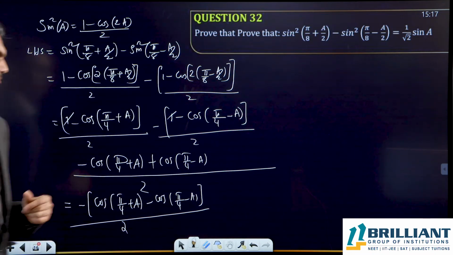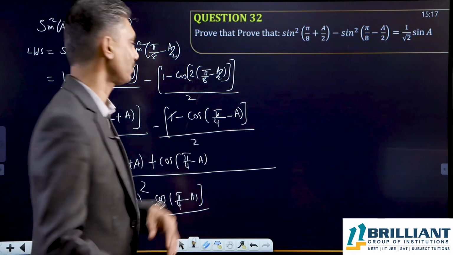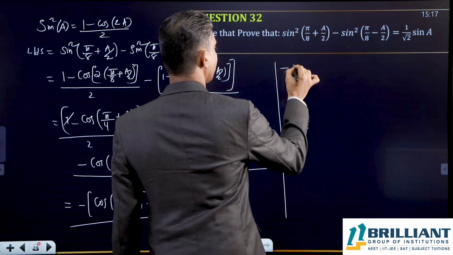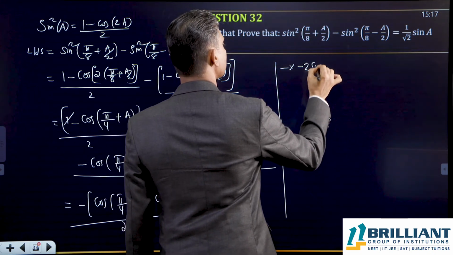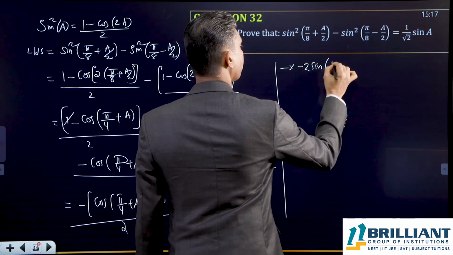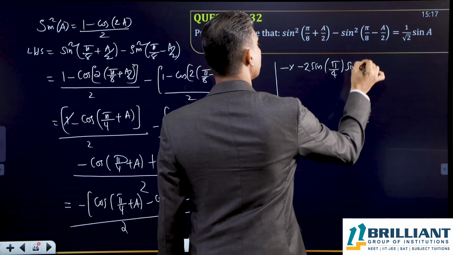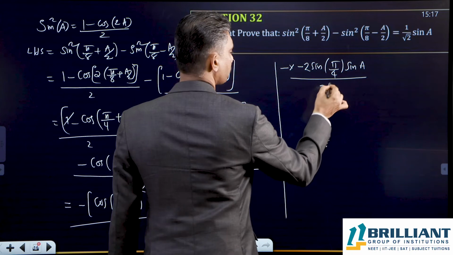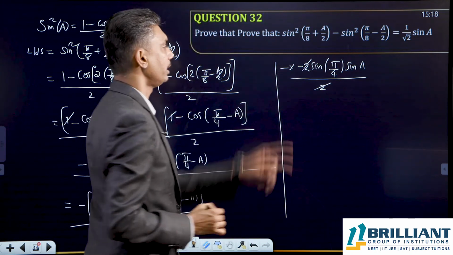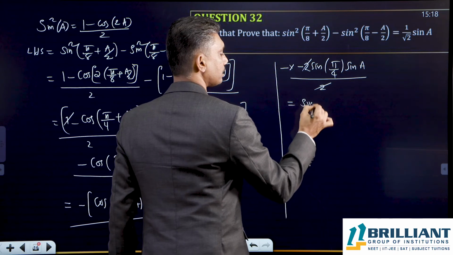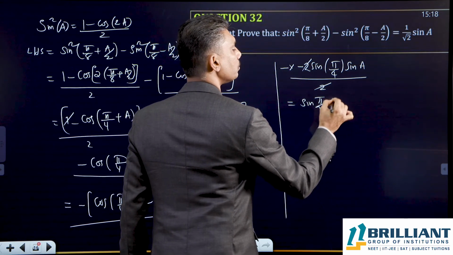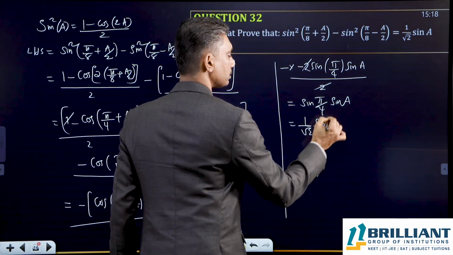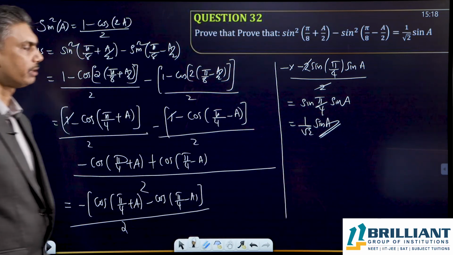What is cos a plus b minus cos a minus b again? Cos a plus b minus cos a minus b is minus 2 sin a sin b, that is minus into minus 2 sin pi by 4 into sin a by 2. So, these 2 and these 2 get cancelled, minus minus become plus, that is sin pi by 4 into sin a, that is 1 by root 2 sin a. 1 by root 2 sin a.